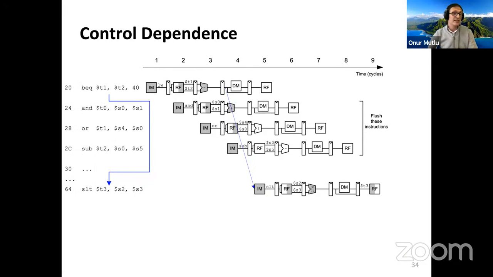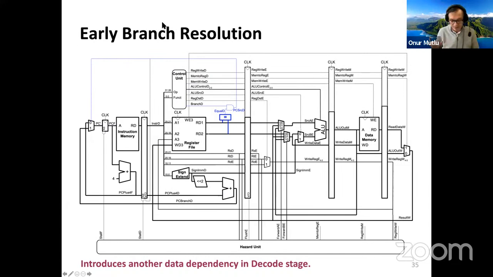And again, I'm not going to go through this figure in detail. You can find it in your book also. But I explained that the next three instructions need to be flushed because they're wrong. You shouldn't have fetched them. And this is showing that. So can you reduce the number of instructions to be flushed, basically? That's one question. And one answer could be resolve the branch earlier. So branches are so important that we may want to resolve them, meaning execute them, earlier, right? And this is one way of doing that.